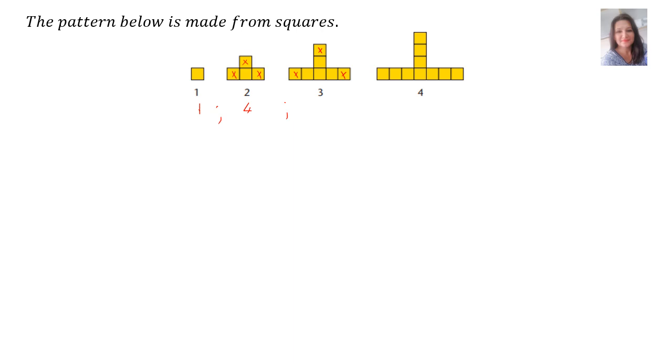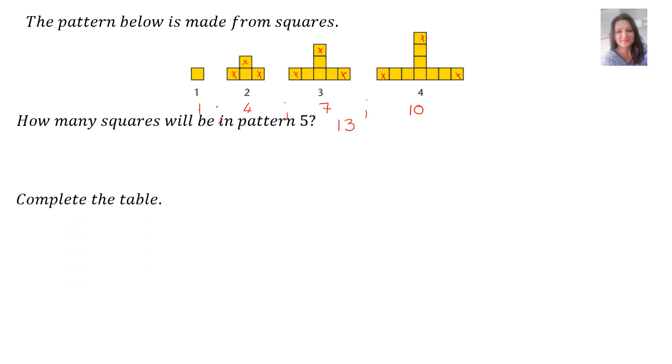So to get to the next pattern, it was the previous 4 plus 3, which is 7. And again 3 were added. So the fourth pattern was the 7 from the previous one plus 3 is 10. How many squares will be in pattern 5? Can you see every time 3 was added? Therefore, in pattern 5, there will be 13.